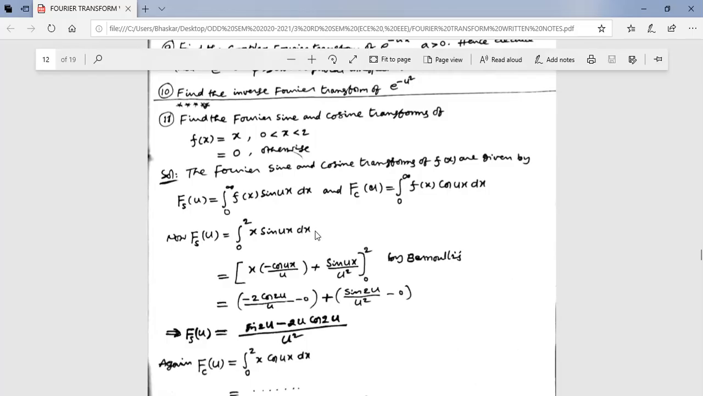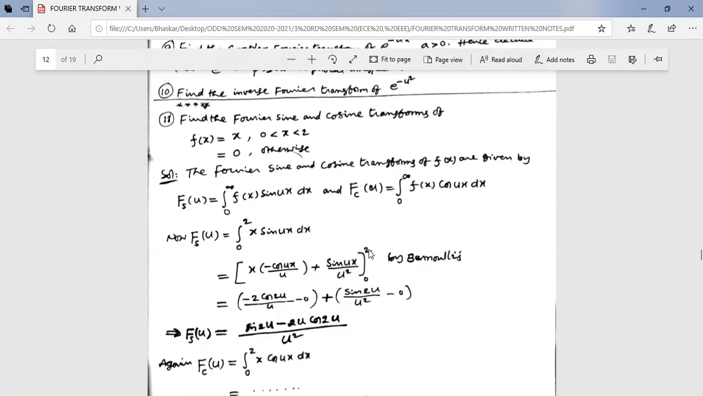Applying Bernoulli's rule. You know about Bernoulli's integral, the integral of u dv, which is equal to u v1 minus u dash v2 plus u double dash v3. That's why x becomes u. v1, the integration of sine ux, becomes minus cos ux by u. Then again u dash v2: the differentiation of x is 1, and the integration of minus cos ux becomes minus sine ux divided by u. So this one you already know.